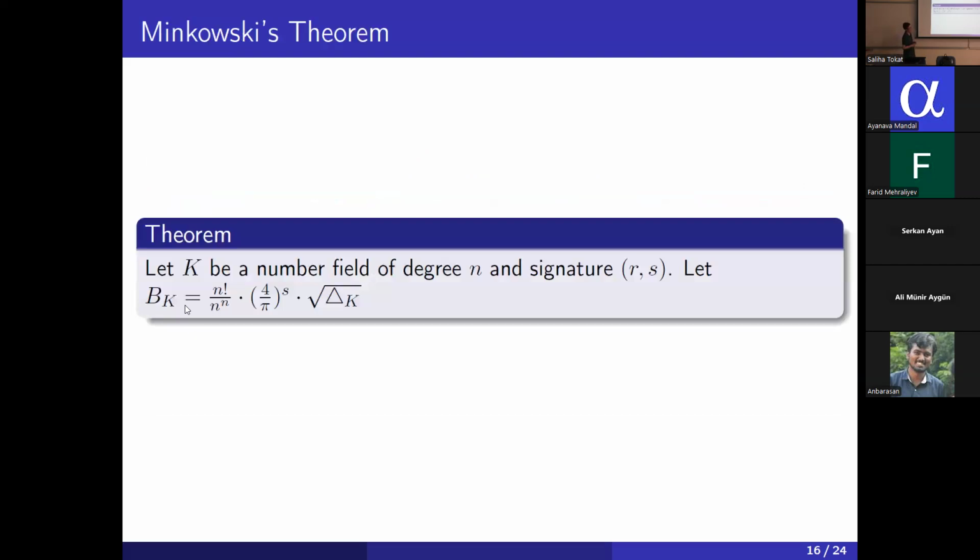We have the Minkowski bound, which is really important before computing the class groups. What's the Minkowski bound? As you see here, we define the degree, the signature, and the discriminant of the ring of integers. And by composing them, we get the Minkowski bound, and we will use it.